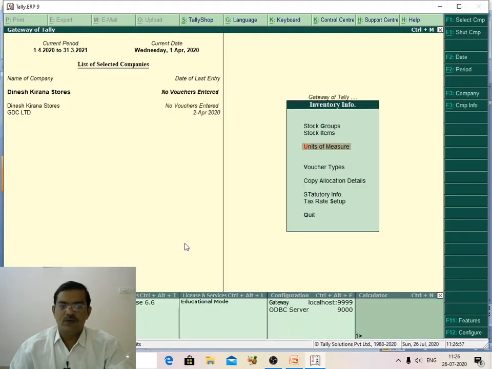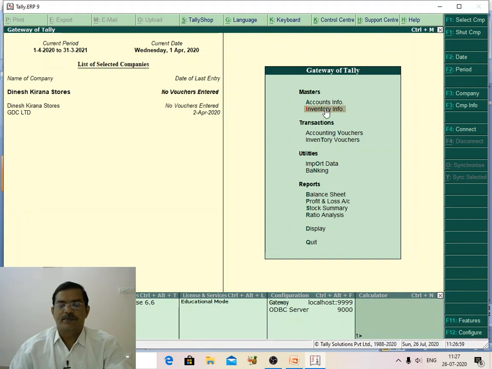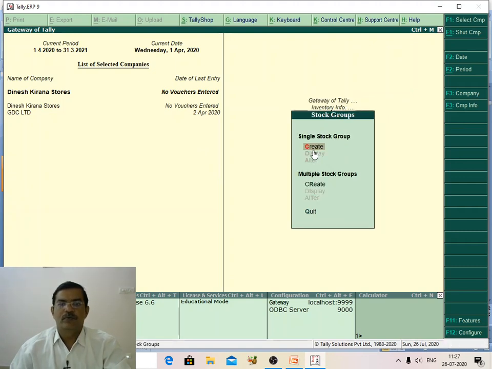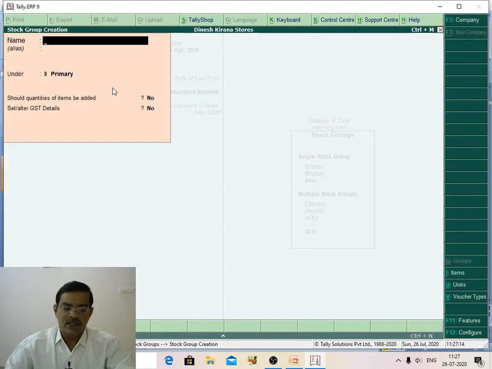Second, I need to create stock groups. How do we create a stock group? Go to Gateway of Tally, Inventory Info, Stock Group, single or multiple. I am selecting single only. Here my stock group name is Daawat Rice.